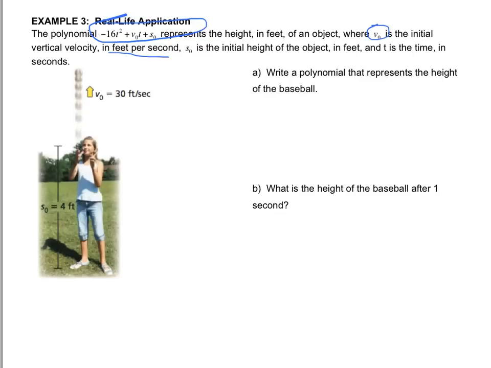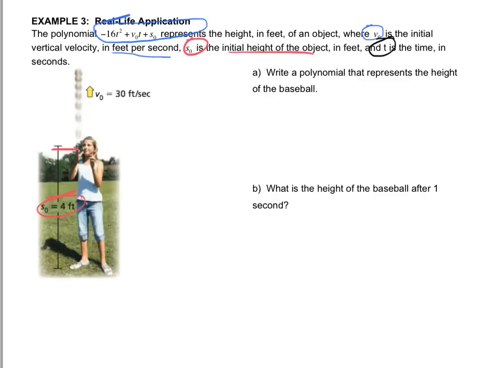The second one we're looking at is the s sub o. That is telling us that this is the initial height of the object. This means when the girl is letting go of the ball, you're going to notice here that it is at her hand level, which is 4 feet off the ground. Okay, it's not necessarily her height. It's not necessarily any specific number. It is a number that we need to get from where she let go of the ball, which was, in this case, 4 feet. And then lastly, we are told that t stands for time, and it is in seconds.